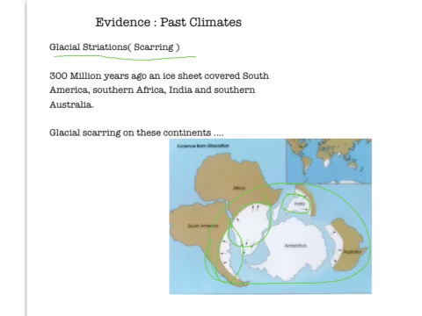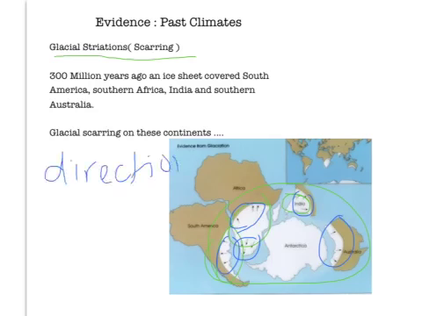As you notice, each continent here has a series of arrows. These arrows actually show you the direction of ice flow. So they're actually showing you the direction that the continents started to drift as they were being moved.